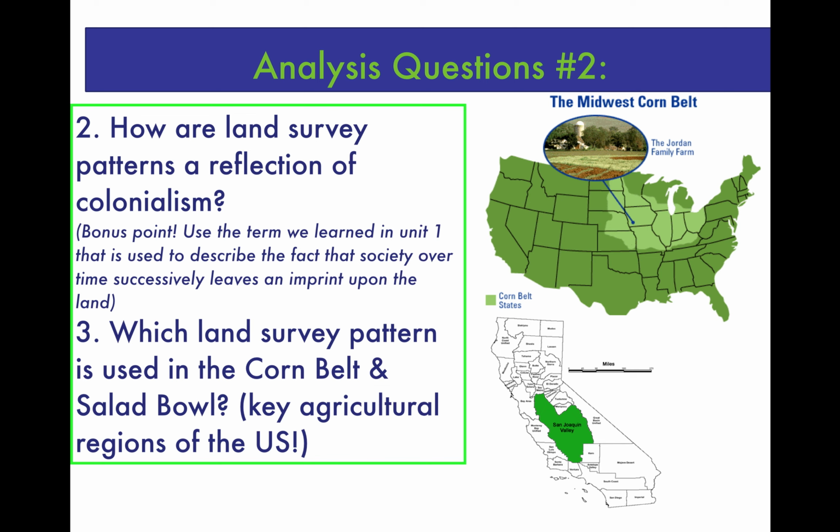That's a key agricultural region in the United States where much of the lettuce and market gardening of the West occurs. So which survey land pattern is used in those areas? And you must use the map I just showed you to answer that question.